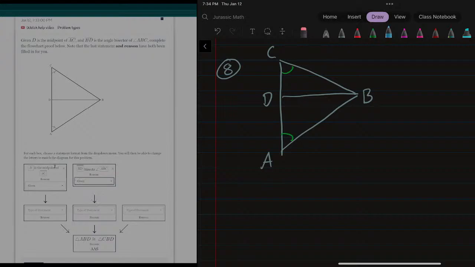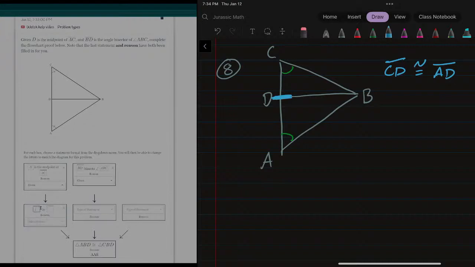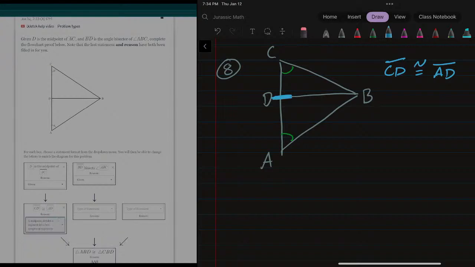So now we're going to start with the midpoint. It said D is the middle. So that means CD is congruent to AD. That's what midpoint means. It's equal to each other. So I'm going to go in here. I'm going to type in CD, AD, and I'm going to type in midpoint, MIDP. Oh, there it is. A midpoint divides a segment into two congruent pieces.